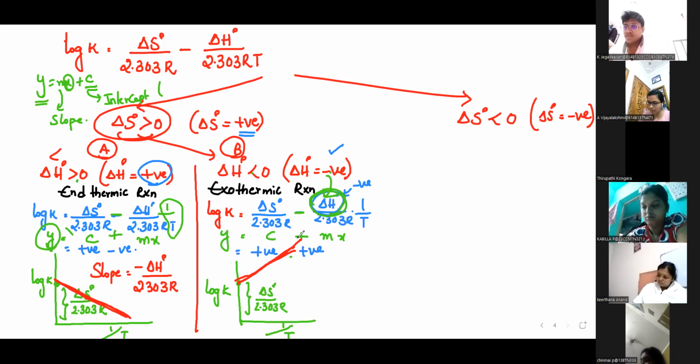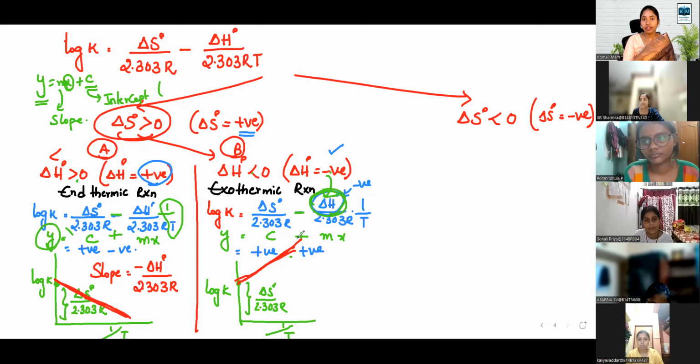Clear, everybody? Right? So the graph will be like this. You will learn it by heart. How can you learn it by heart? You should apply it and you have to draw the graph. Now, see the next condition.